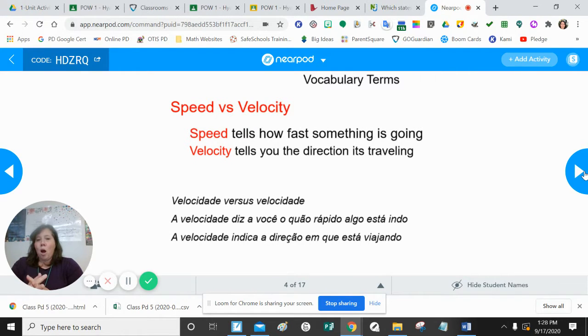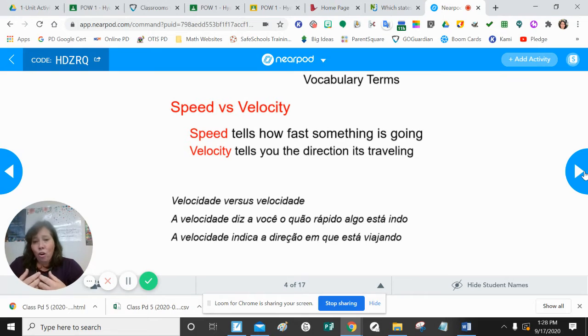Today's examples, we're talking about speed and velocity. Speed correlates to the distance that you're going. Distance, positive value. Positive value is just how far you are from the starting point. Velocity is your distance, but with the direction included. So it tells you if you're going up, if you're going down, if you're going left or right.